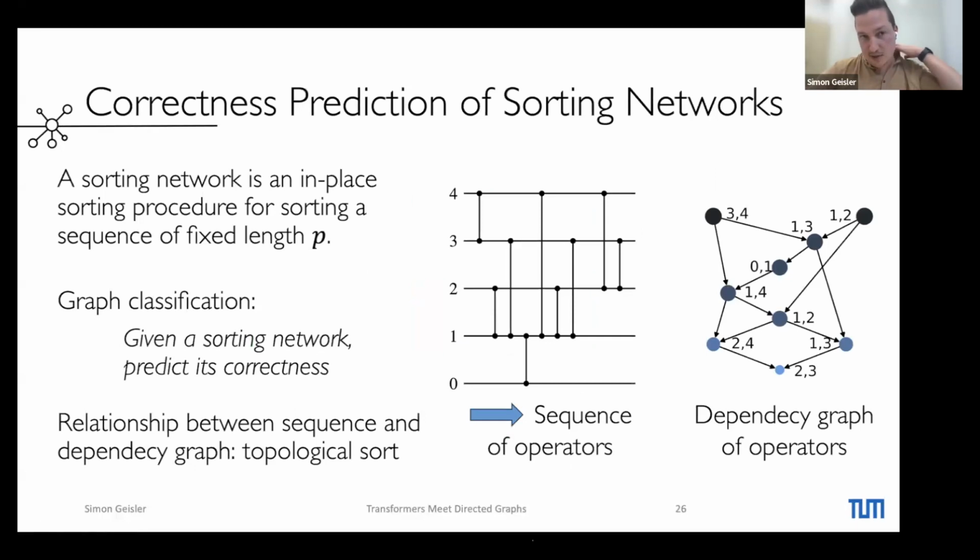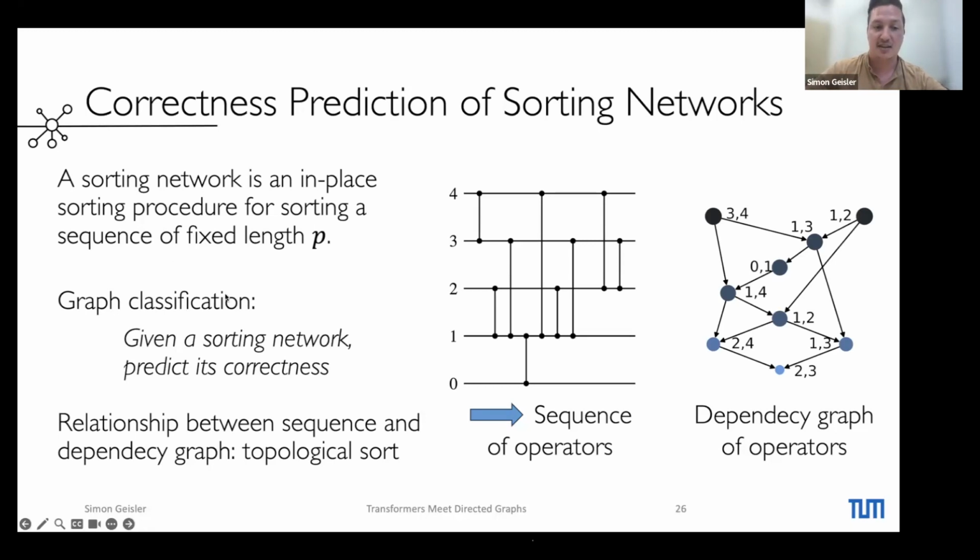The second task, which is a little bit more related to code, is about the correctness prediction of sorting networks. Sorting networks are a construct in theoretical computer science, studied for several decades. In short, a sorting network is just an in-place procedure for sorting a fixed-length input with a fixed set of comparators. The details are not too critical here. Our task is then to predict the correctness of such a sorting network.